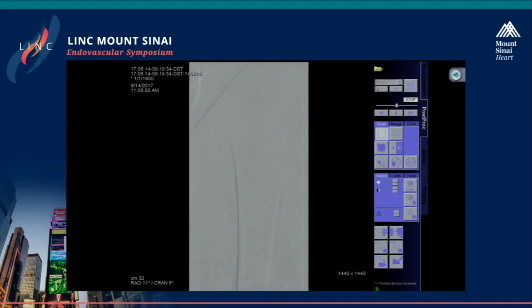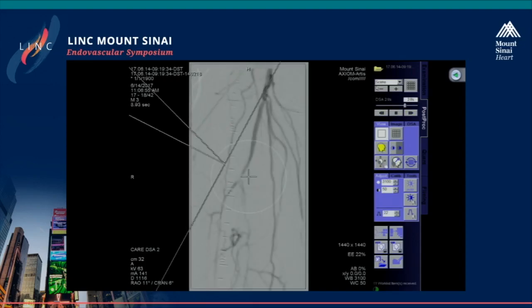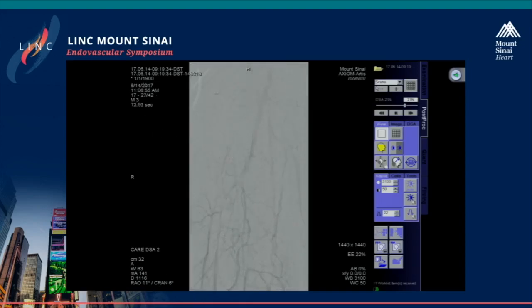So we're going to check an ACT right now just to make sure we're on heparin, and it may have actually thrombosed off. So what we're going to do is just do a quick atherectomy here, and I have a feeling that's probably plaque that's come down. So hopefully with the atherectomy it'll look better.